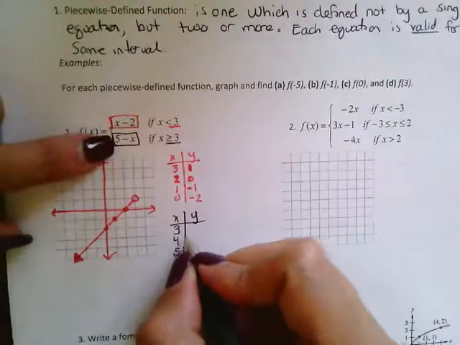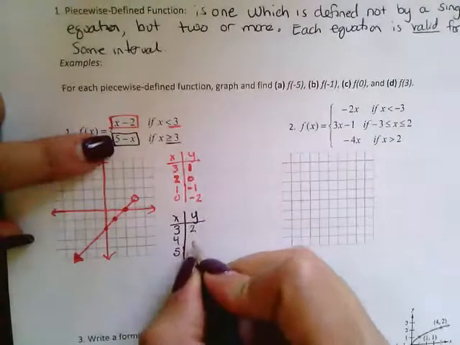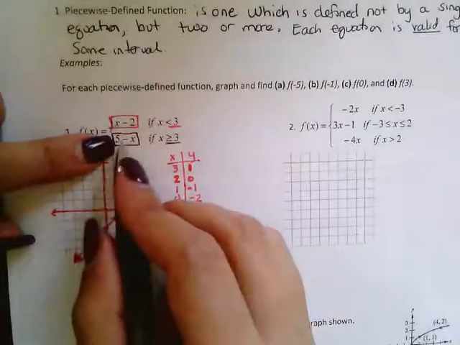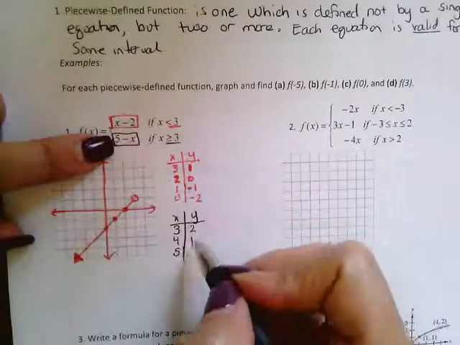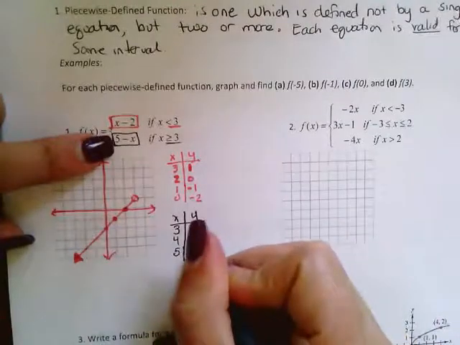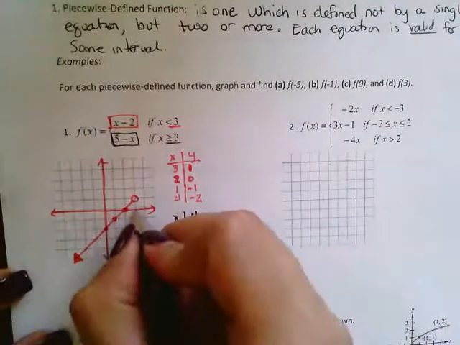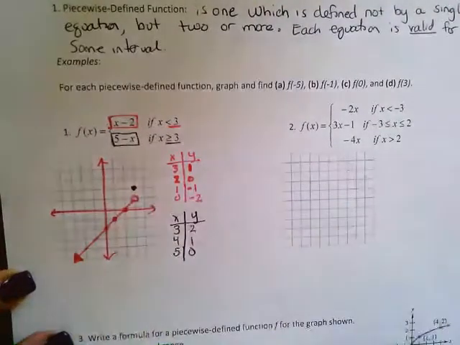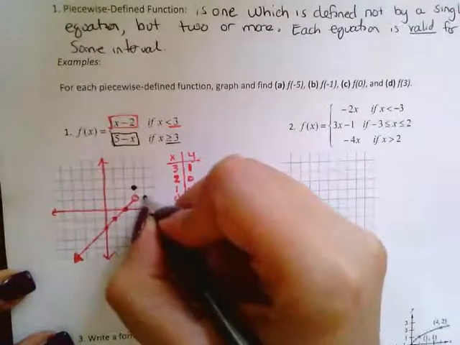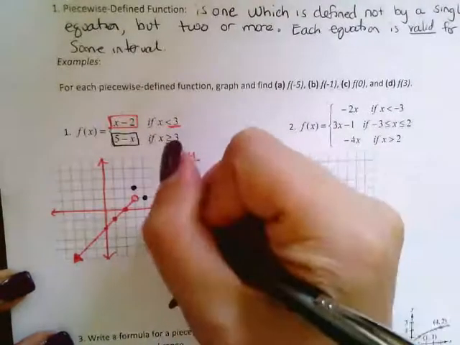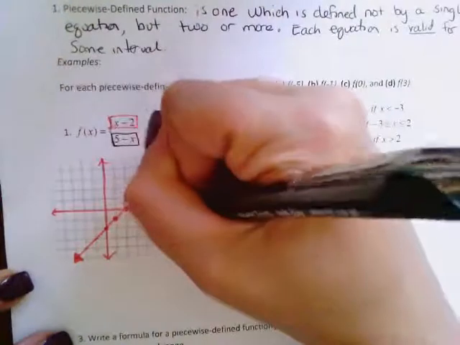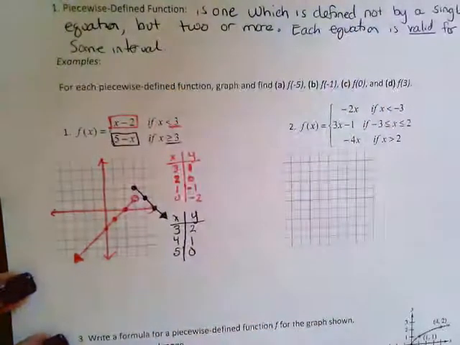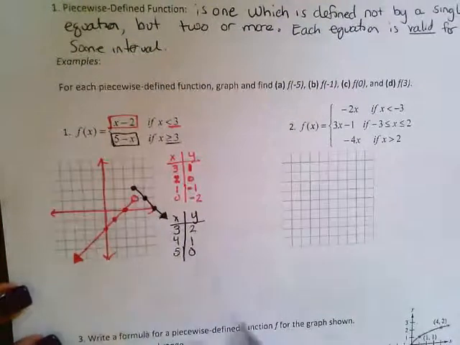And now let's plug them into this. So 5 minus 3 is 2, 5 minus 4 is 1, 5 minus 5 is 0. So if I graph this, at 3 we're going to have a closed circle at 2, at 4 we're going to be at 1, and at 5 we are at 0. And there is my graph, and it's going to go off the graph. And there's my piecewise function, my two pieces.